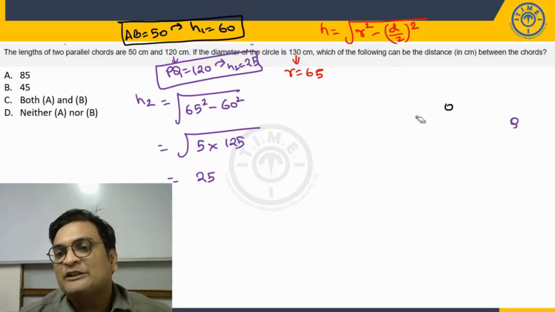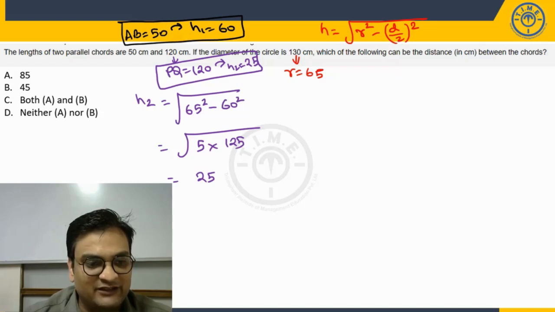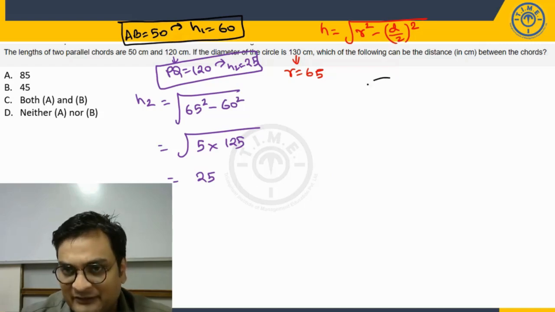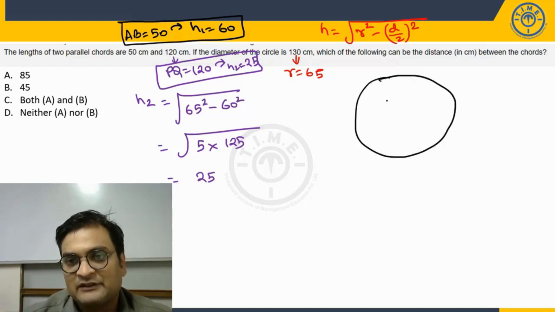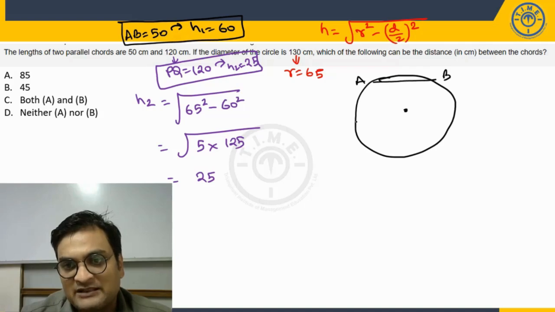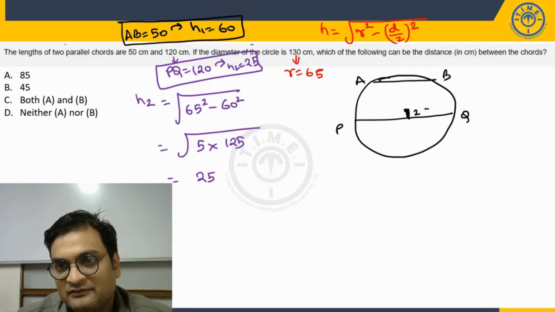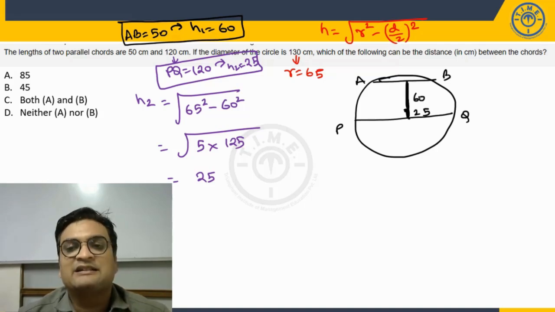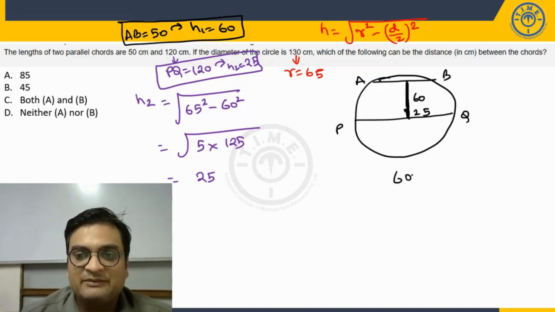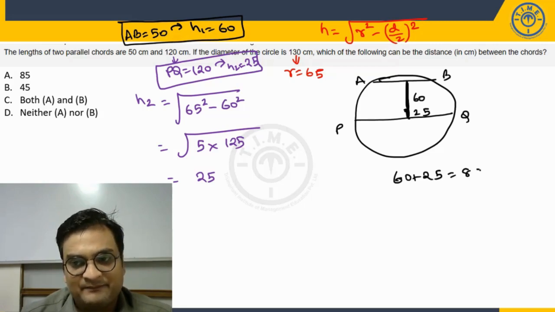Now, as I said, there could be two possibilities for the placement of the chords. What are the two possibilities? Possibility number one: chord AB is above the center, chord PQ is below the center. Now, in this case, this distance is 25 and this distance is 60. Hence, the distance between the two chords can be 60 plus 25. So this is one of the possible answers, which is 85.